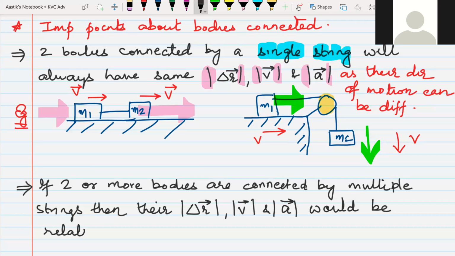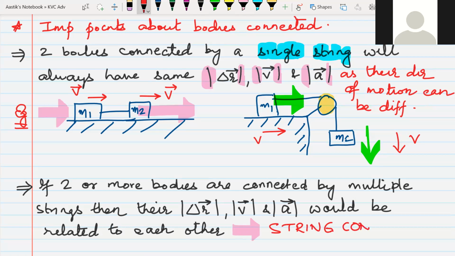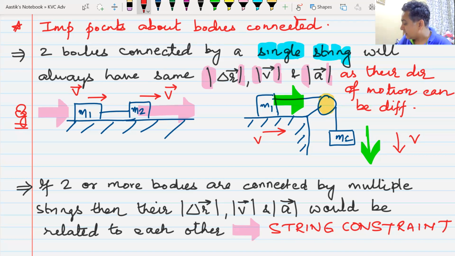They would be related to each other in some way. Okay. Do we understand this? Yes, sir. This type of relation is known as string constraint. They are constrained to move because they are attached to each other by strings. Do we understand this? Yes, sir. This is known as your string constraint. Okay, now I hope you have written this.